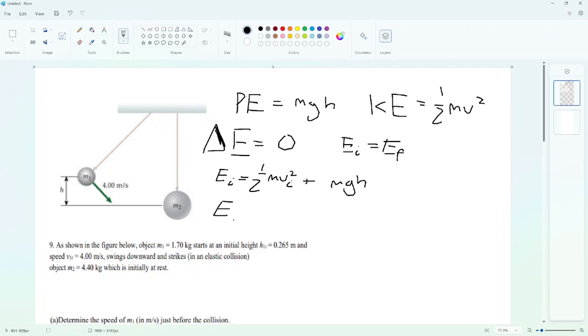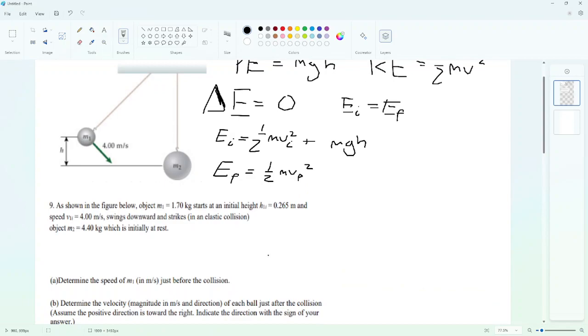And what about its final? Well, its final position is going to be right here. So it's going to be right at, I guess, a height level of 0, and no longer has any gravitational potential. So all of it is going to be converted into kinetic energy. So if we set these equal to each other, 1/2 mv_i squared plus mgh is equal to 1/2 mv_final squared.